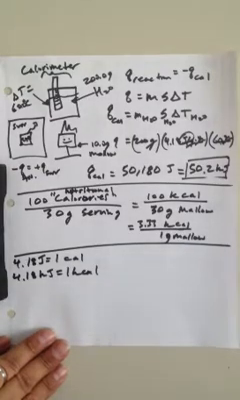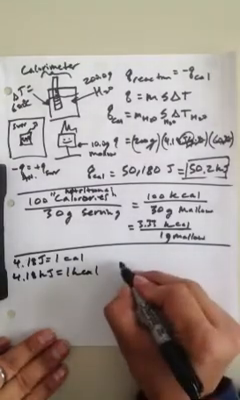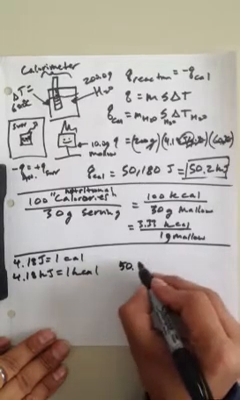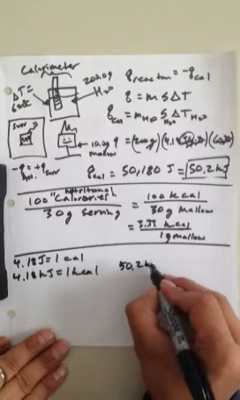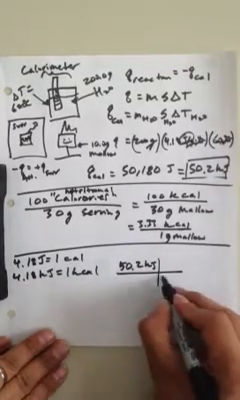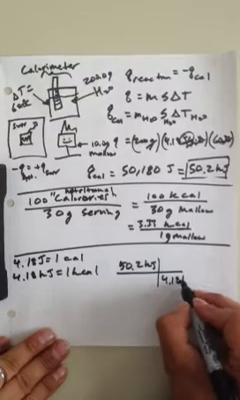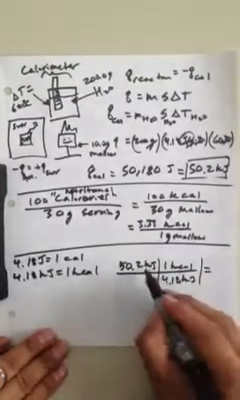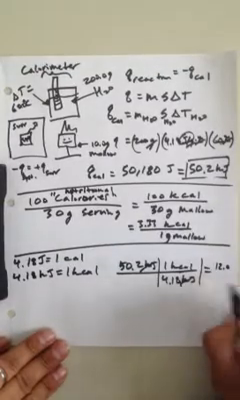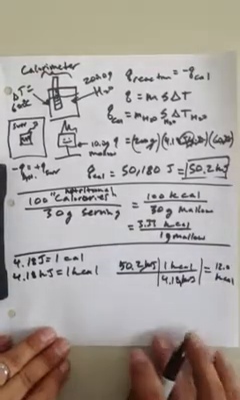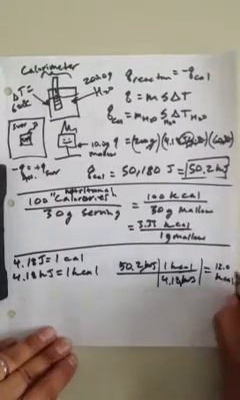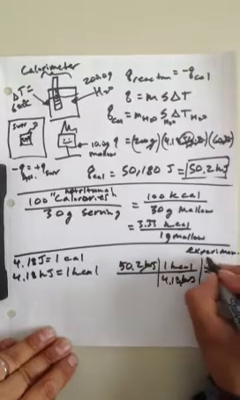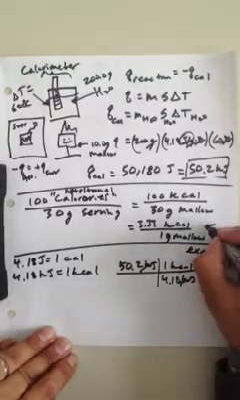Okay? So what do we got here? So I've got my 50.2 kilojoules, 4.18 kilojoules is in 1 kilocalorie, and that is something like 12.0 kilocalories. And that's what I was able to absorb. So this is my experimental. And then this is what the package says.